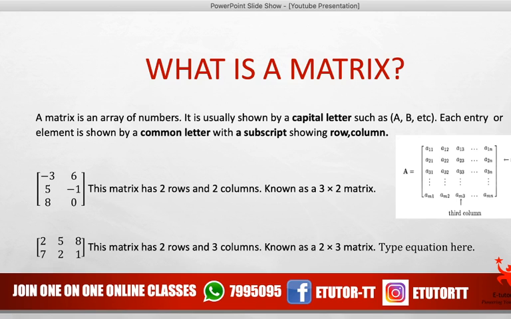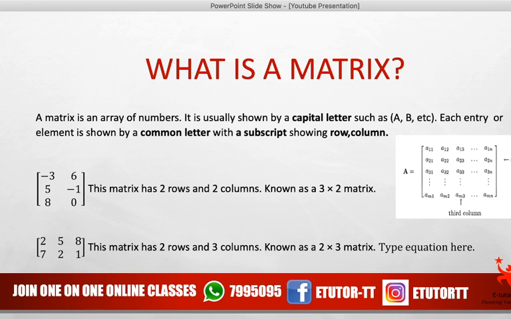So in this example here, we have -3, 6, 5, -1, 8, and 0. This matrix has 3 rows and 2 columns, known as a 3 by 2 matrix. And we have 2, 7, 5, 2, 8, 1. This matrix has 2 rows and 3 columns, known as a 2 by 3 matrix. Don't worry about that typed equation here, that's not supposed to be there.